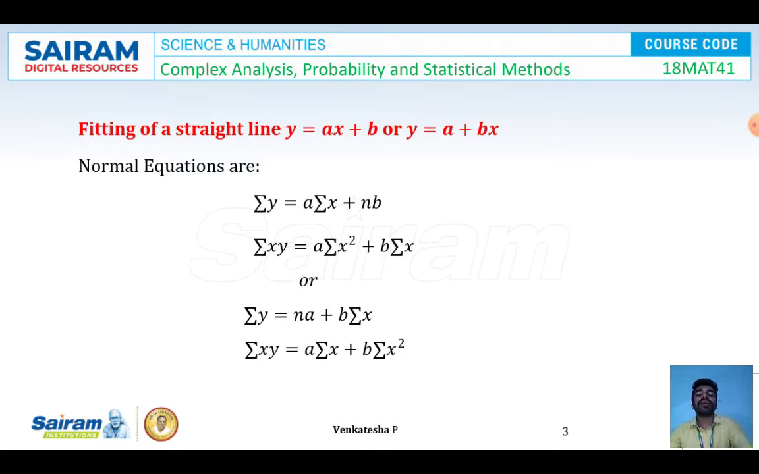Now for the equation y = a + bx, I am going to frame the normal equations. It is given by summation y = na + b summation x. Now first multiplying by x on both sides and applying summation again, we get summation xy = a summation x + b summation x square.